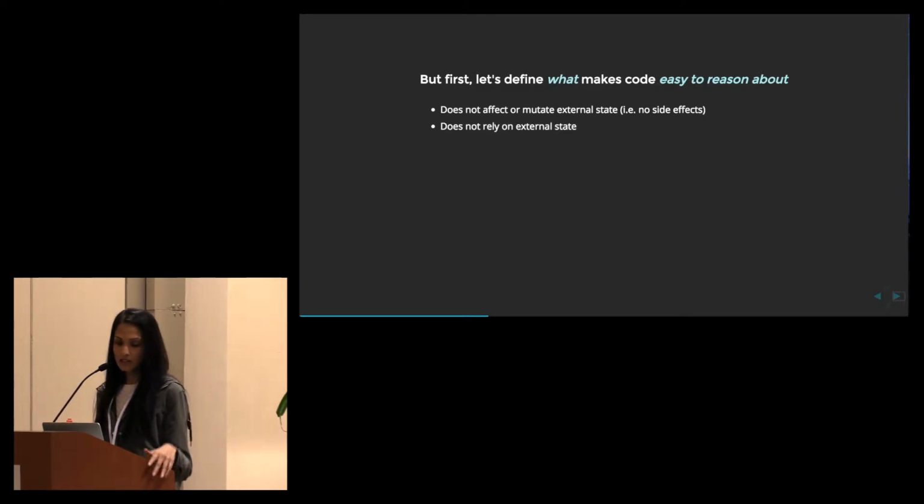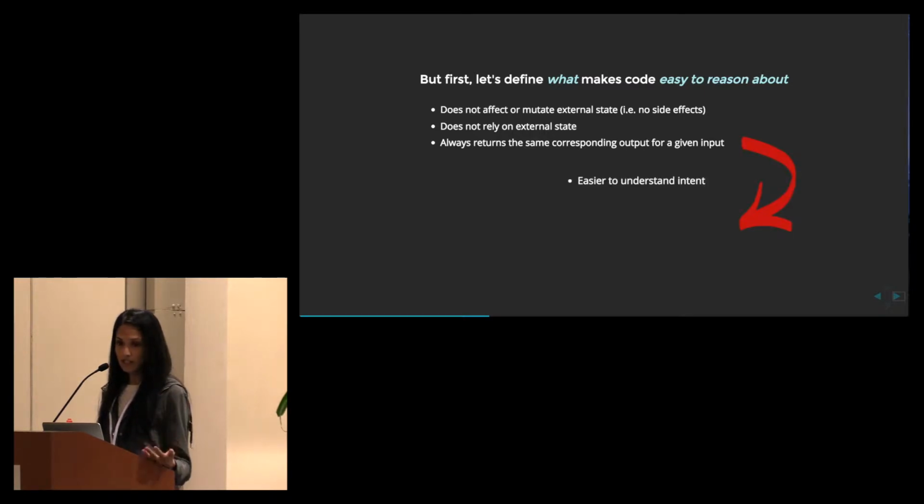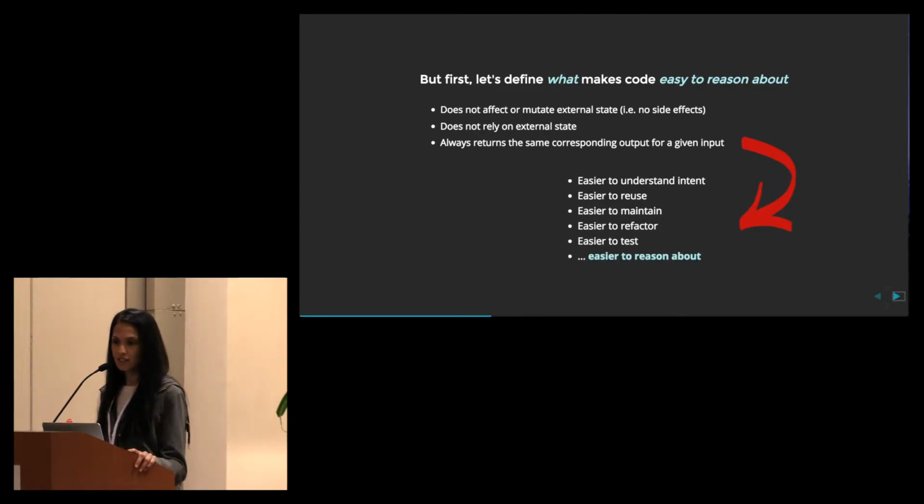I'm going to say that code is easy to reason about when it doesn't rely on external state. And I'm going to say that code is easy to reason about when it always returns the same corresponding output for a given input. Because what this will lead us, as I'll show you, is programs that are easier to understand the intent of, easier to reuse, easier to maintain, easier to refactor, easier to test, and hence easier to reason about.